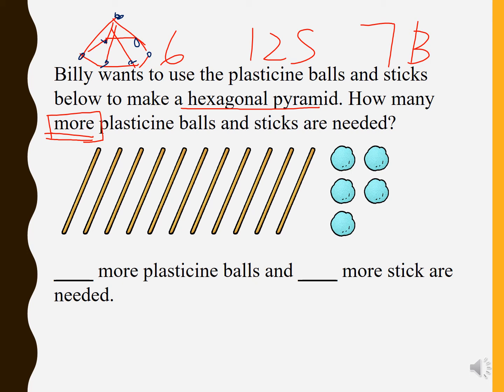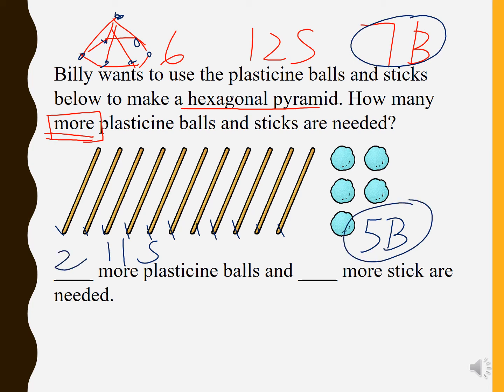So at first, we have 1, 2, 3, 4, 5, 6, 7, 8, 9, 10, 11. 11 sticks. And 5 balls. So how many more are needed? For the balls, 5 and 7, that means we need 2 more. For the sticks, 11 and 12, that means 1 more stick. Okay?